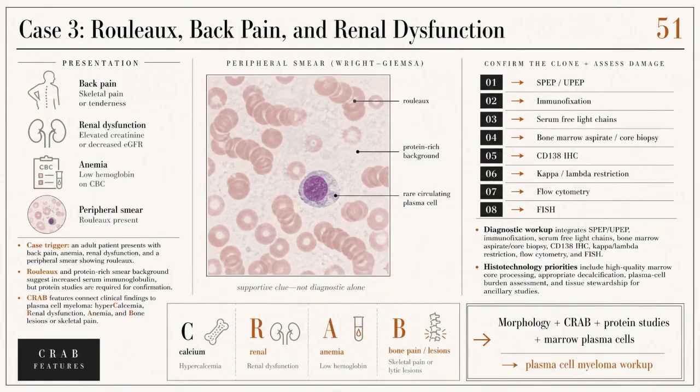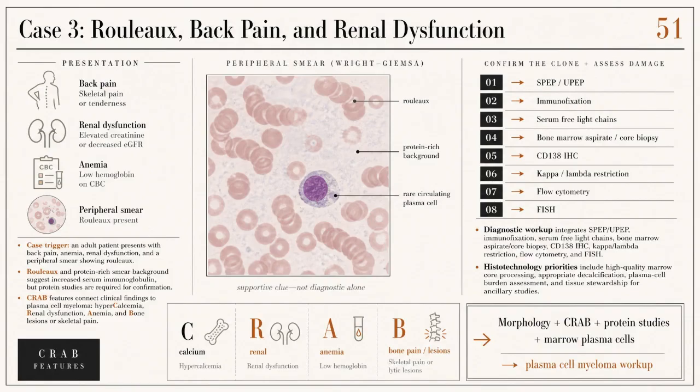In this case, the patient's back pain and renal impairment are red flags that prompt further hematologic evaluation. From a laboratory perspective, one of the hallmark peripheral blood findings is rouleau formation, where red blood cells stack like coins under the microscope. This phenomenon is not merely a curiosity. It reflects the elevated serum levels of monoclonal immunoglobulins secreted by the malignant plasma cells.